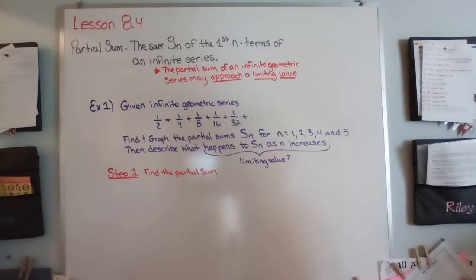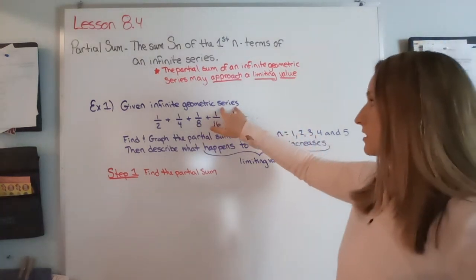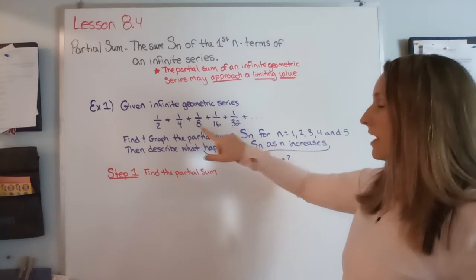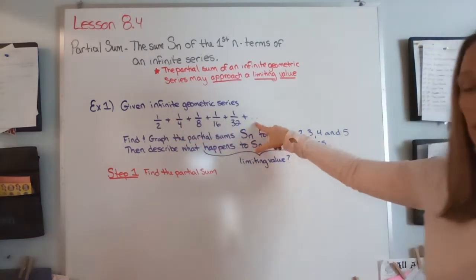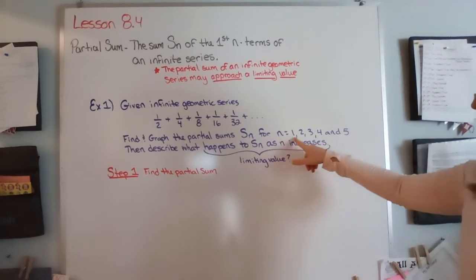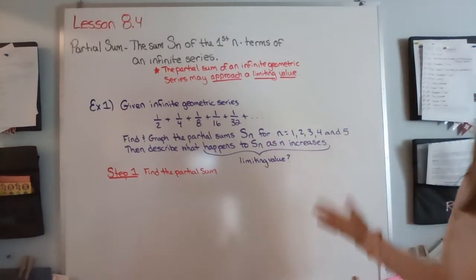For the first example, it says given the infinite geometric series. Notice I'm calling it a series, not a sequence, because I'm finding the sum of the terms, and infinite because it goes on forever. It says find and graph the partial sums, S sub n, for n equals 1, 2, 3, 4, and 5. So what is that asking for?